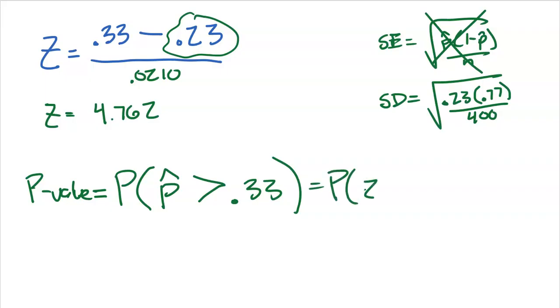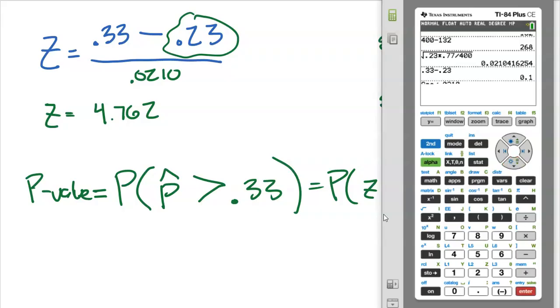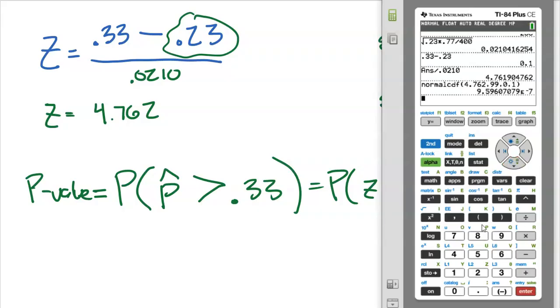That is equivalent to a z-score being more than 4.762. So now I'm going to grab normal CDF, because that's what you do when you're working with a normal model. I'm going to start at 4.762, go to 99 here, and I could go to 999, doesn't matter. 99 is just acting as my infinity, and I get a p-value of, oh my gosh, that's low.